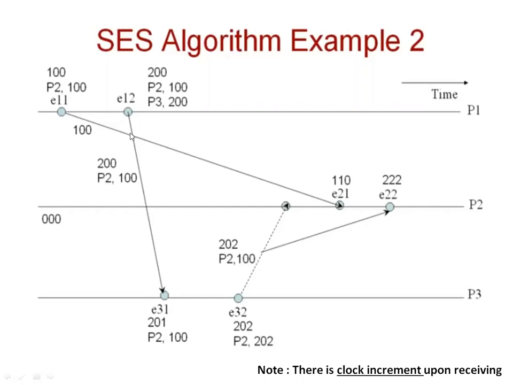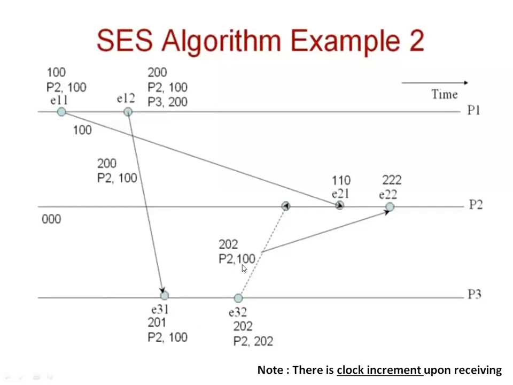Now when the first message is received, what will happen? Since it is the first event happening at the process P2, the second component will become 1. The maximum of 1 and 0 becomes 1, the maximum of 0 and 0 becomes 0. So the timestamp becomes 110. Until this value is greater than this value, this message will not be delivered. Here the value is 000 and here the value is 100. When this value becomes 110, which is more than 100, then only this message will be delivered.